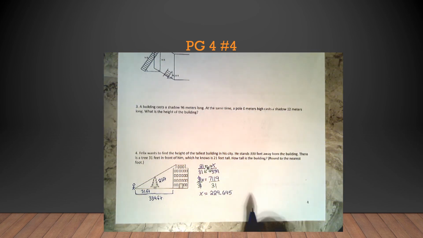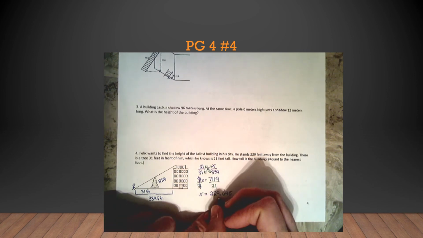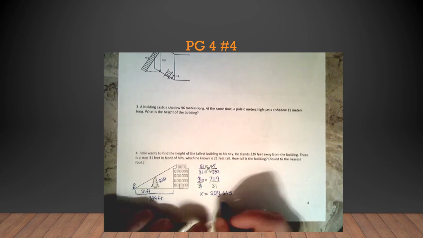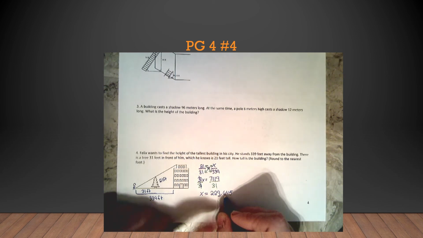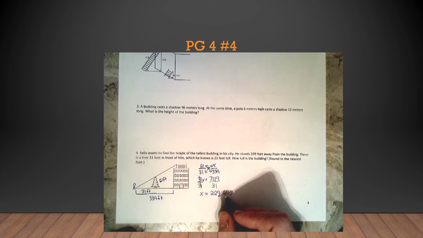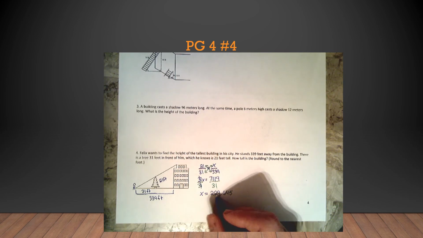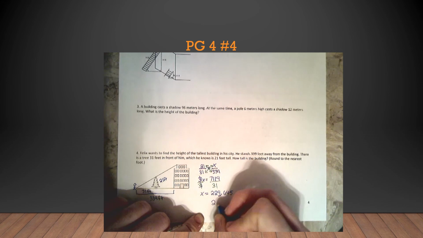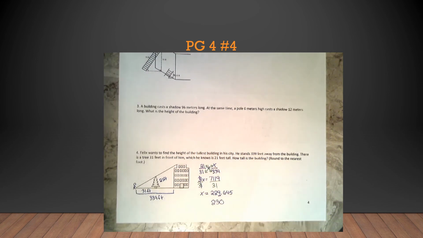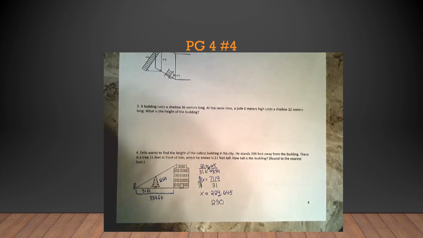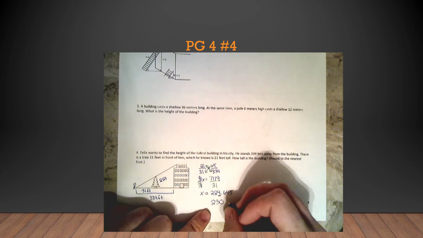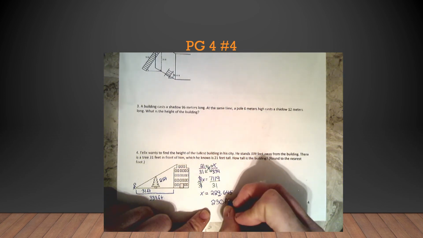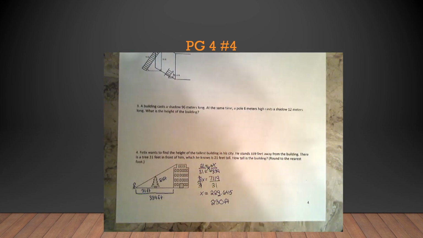Now, they tell us to round to the nearest foot. To round to the nearest foot, that means rounding to the nearest whole number. So I'm looking at the first decimal. It's a 6, so it's 5 or higher. That means I'm going to have to round my whole number up. So it's going to come out to 230. And in this case, the units that we were working with the whole time were feet. So our answer would be 230 feet.